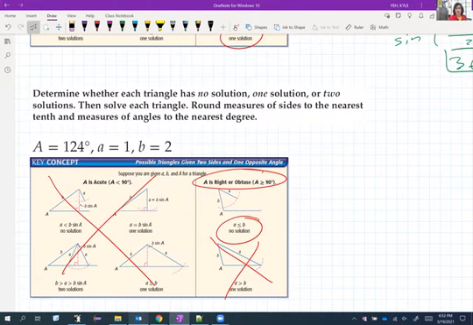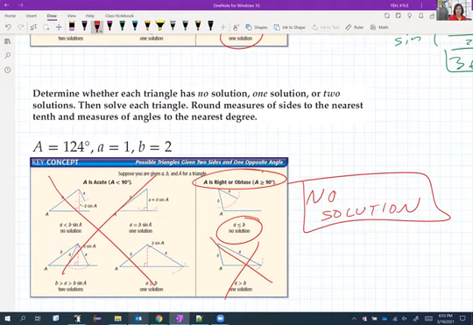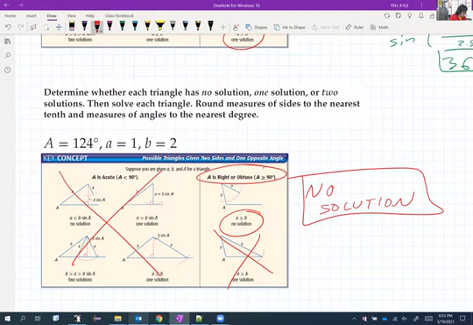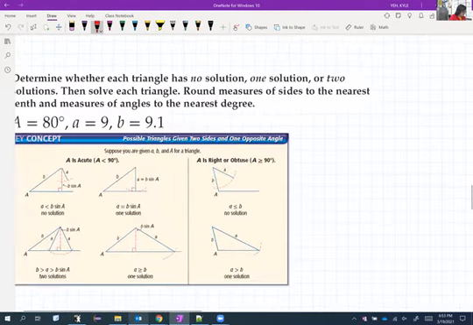B would have to be a bigger angle, but how are we going to get a bigger angle than 124 and still fit in our 180 degrees for a triangle? So these are actually kind of a gift if you get one like this, because all you have to do is say no solution and you're done. So only one more problem to go, but you might be able to predict what's going to happen.